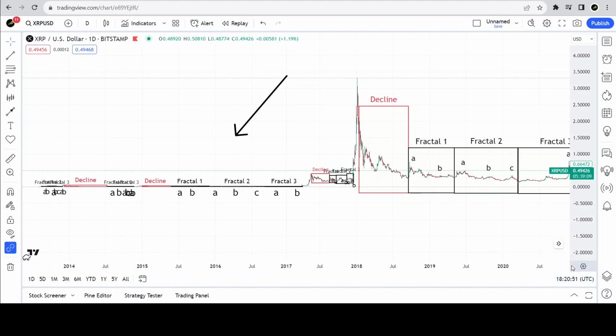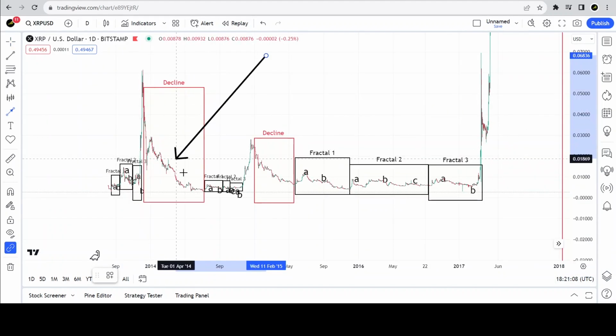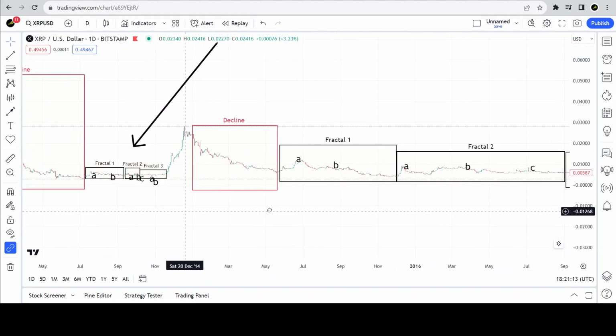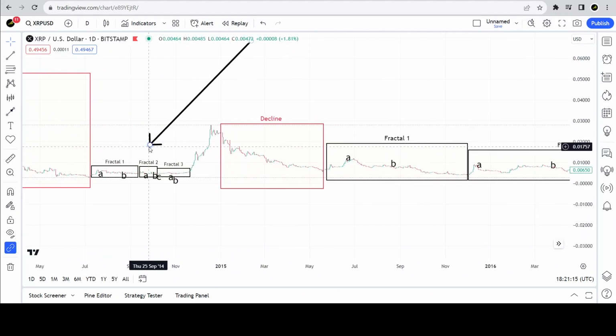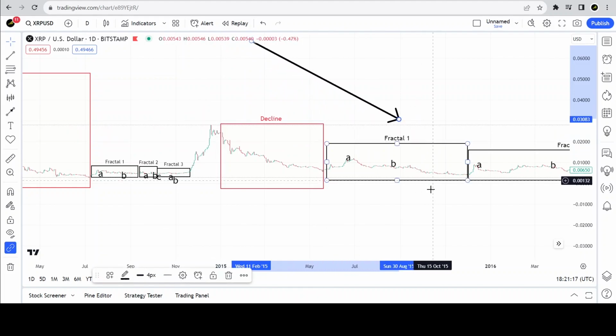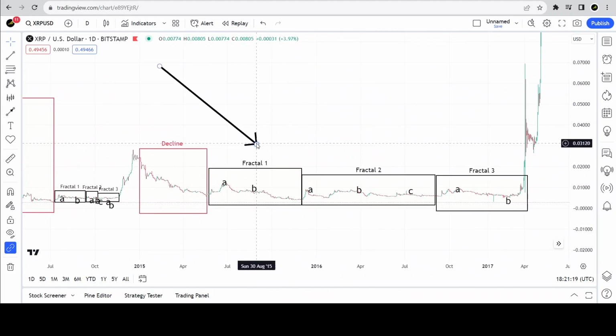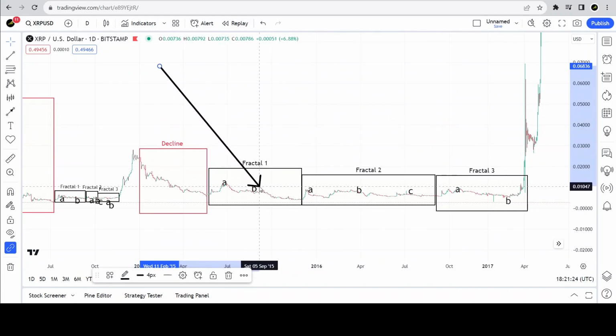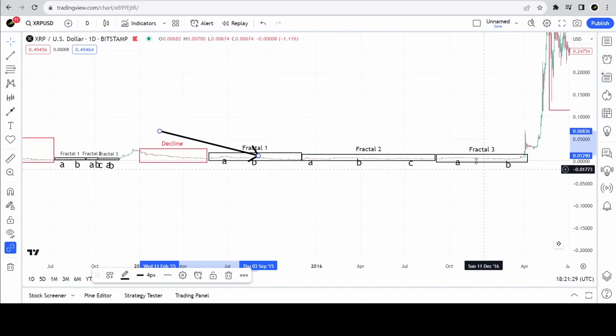Let me zoom in real quick. So here's a bull run, here's a decline, here are the three fractals in that sideways range-bound time, and here is the same thing, just repeated once again, the bull run, the decline, that range-bound time. Let's talk about these letters that I have here. Let me zoom out real quick and go back to where I was.